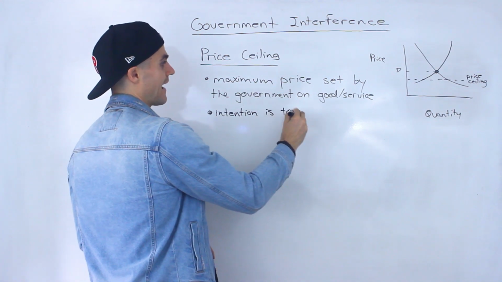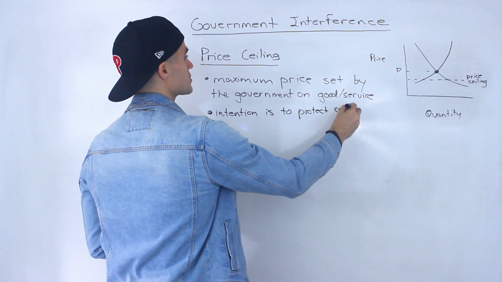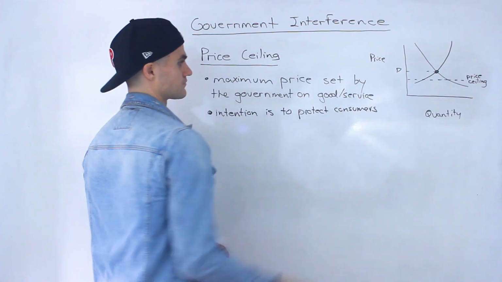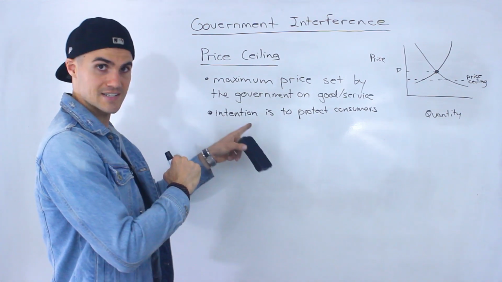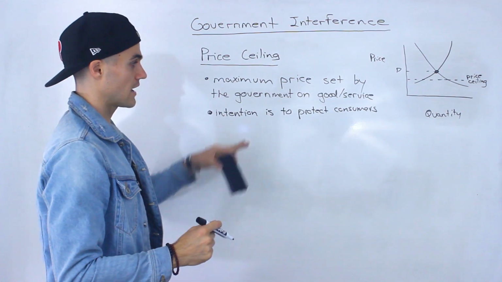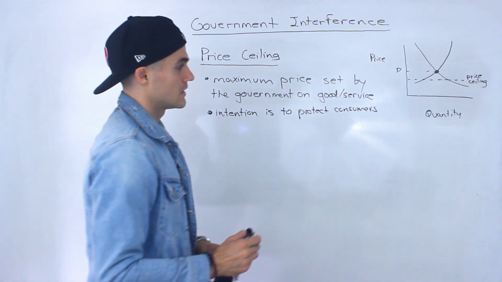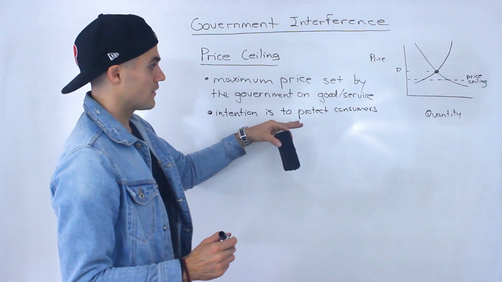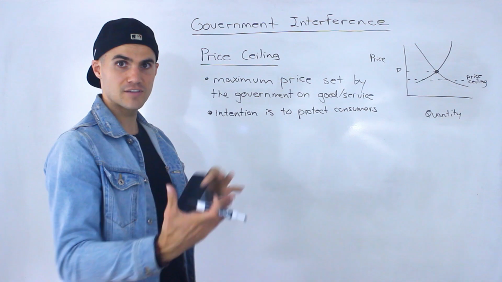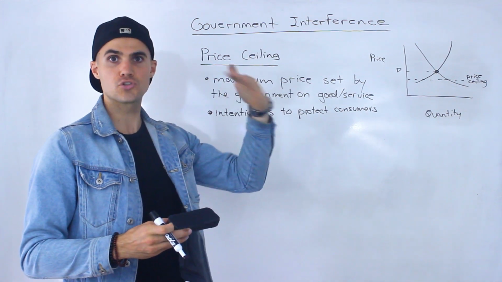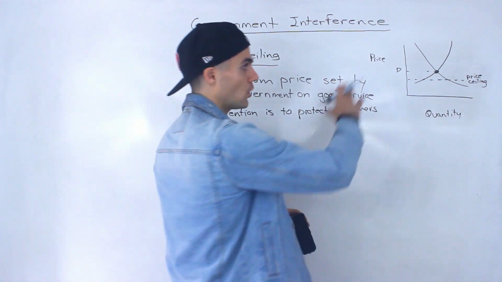And the reason why a government would set a price ceiling, the intention is to protect consumers, right? So a price floor, the intention is to protect producers. A price ceiling is the other side. The intention is to protect consumers. Now, why is that? Because there are certain essential goods or services that a consumer needs that if it's left up to the free market, the price is going to be too high for a lot of consumers to be able to afford it.